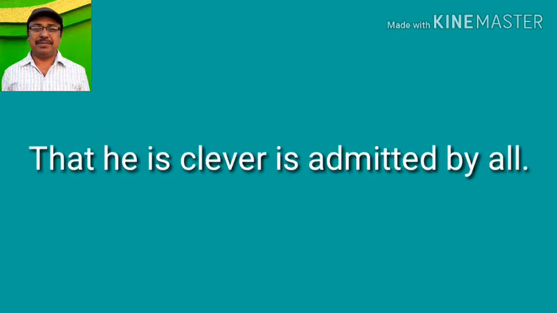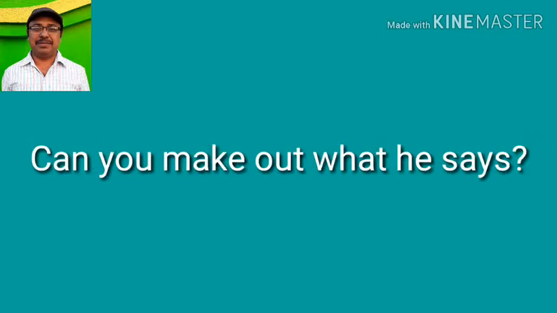That he is clever is admitted by all. Here the clause, that he is clever, is the subject of the verb is admitted. Can you make out what he says? Here the clause, what he says, is the object of the sentence. Object of the verb, make out.